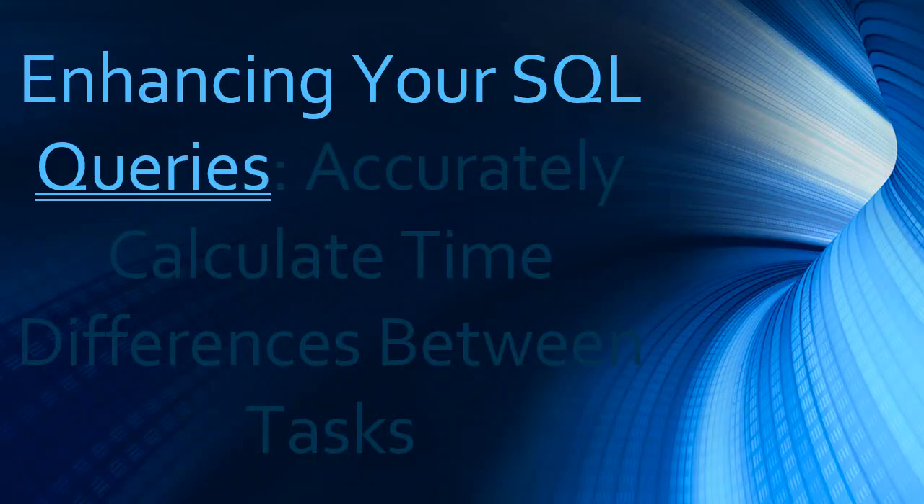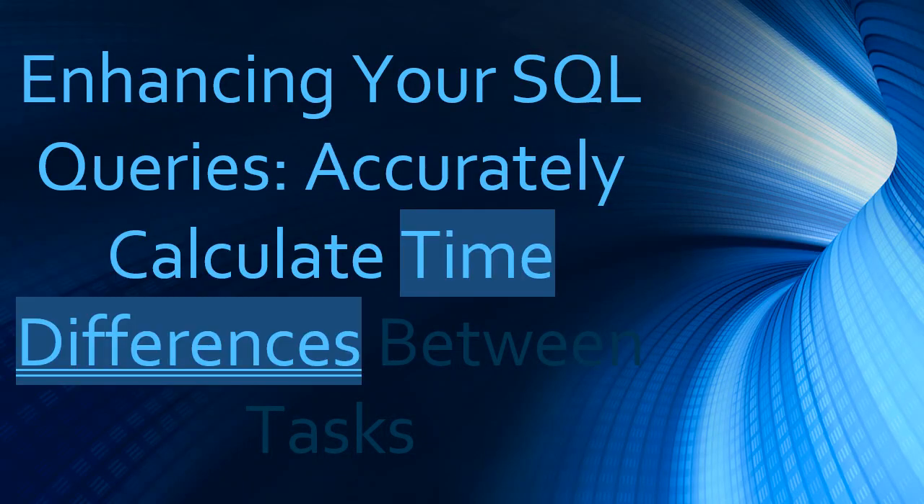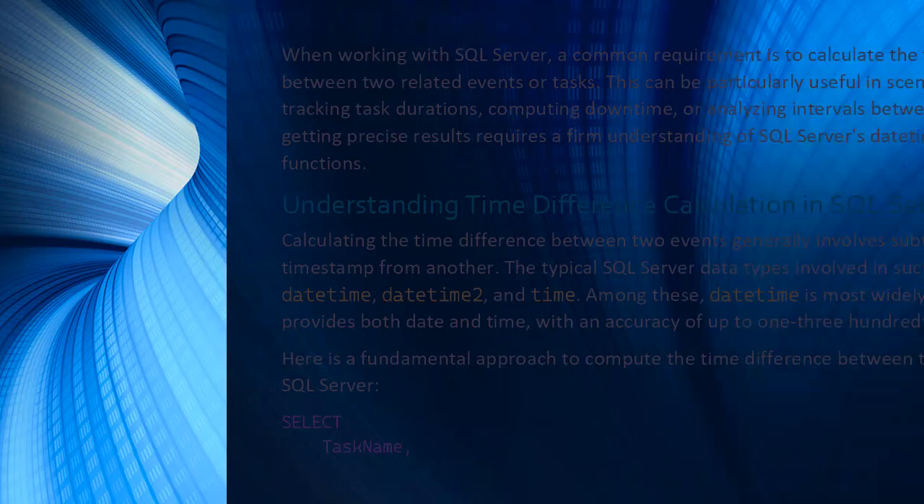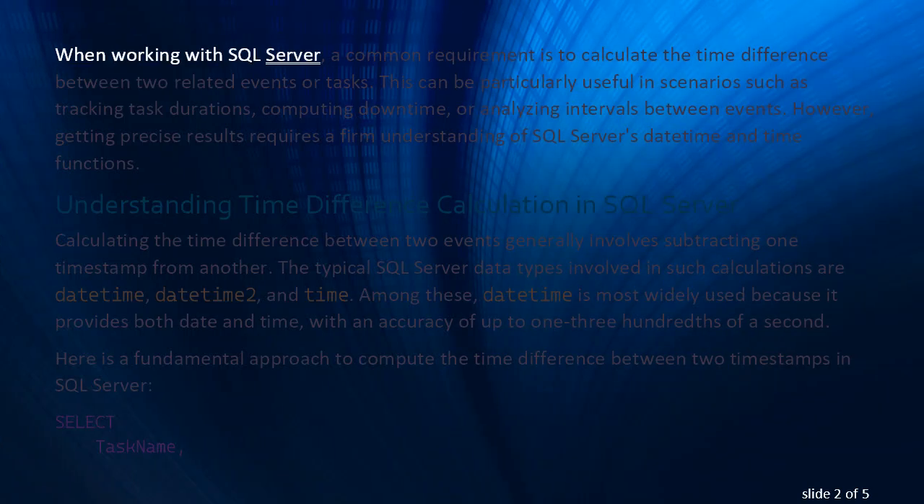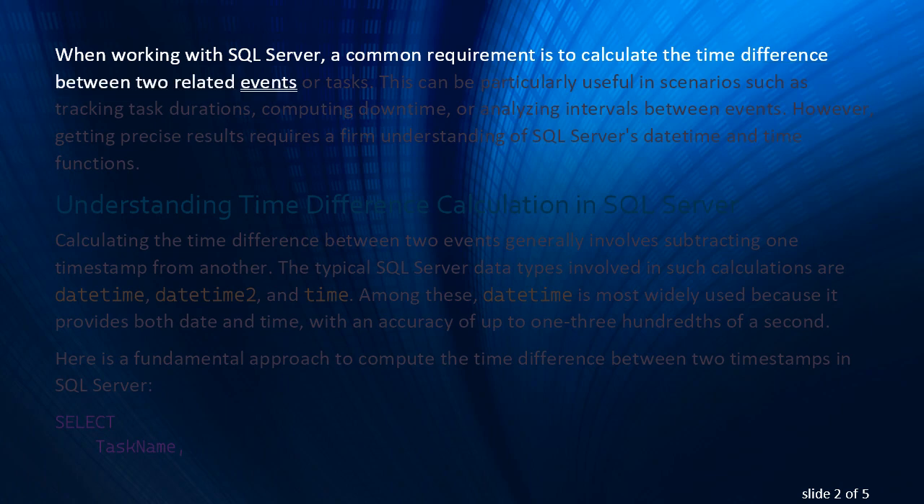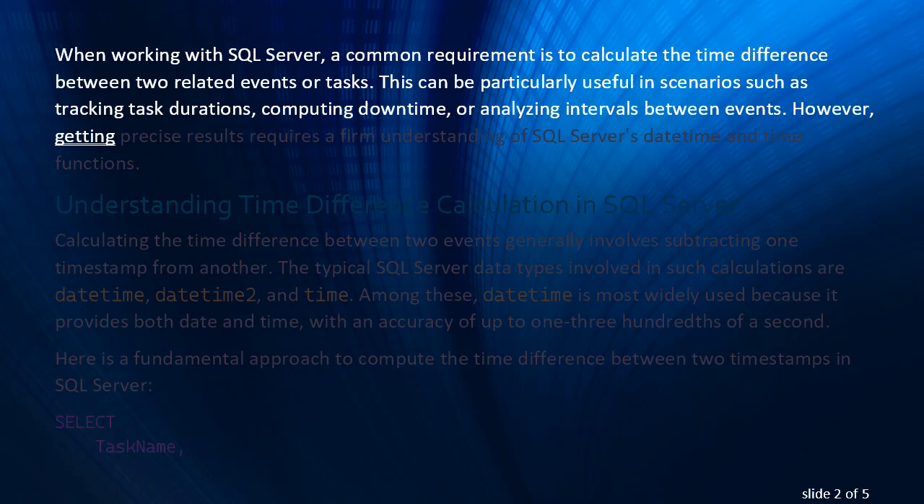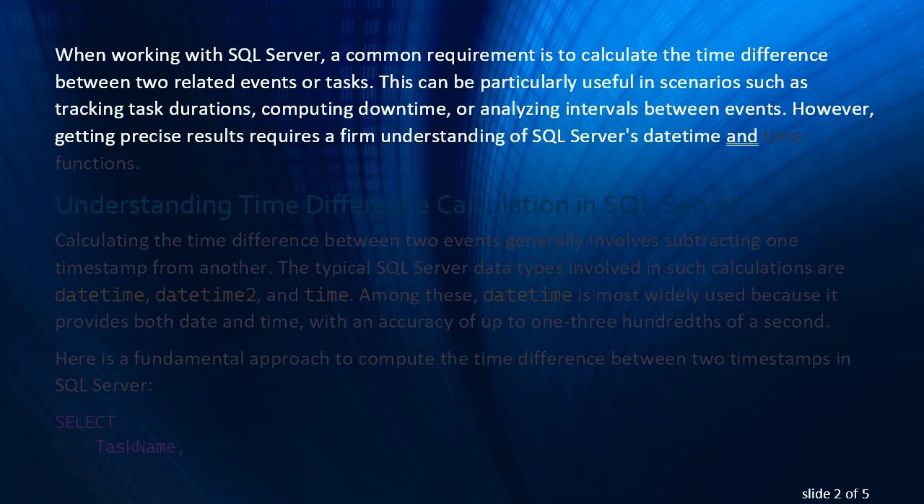Enhancing your SQL queries, accurately calculate time differences between tasks. When working with SQL Server, a common requirement is to calculate the time difference between two related events or tasks. This can be particularly useful in scenarios such as tracking task durations, computing downtime, or analyzing intervals between events. However, getting precise results requires a firm understanding of SQL Server's datetime and time functions.